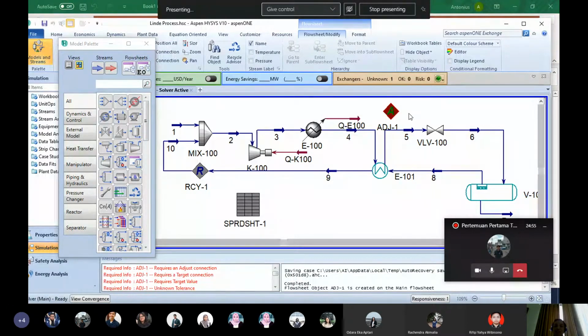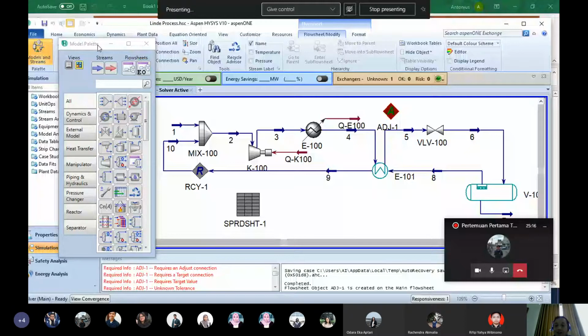For example, in this case, I would like to adjust the minimum approach of this heat exchanger from 15 degrees C to 5 degrees C, by adjusting the temperature of stream number 5. So what do I have to do? Please activate the model palette here, and then click on the Adjust.